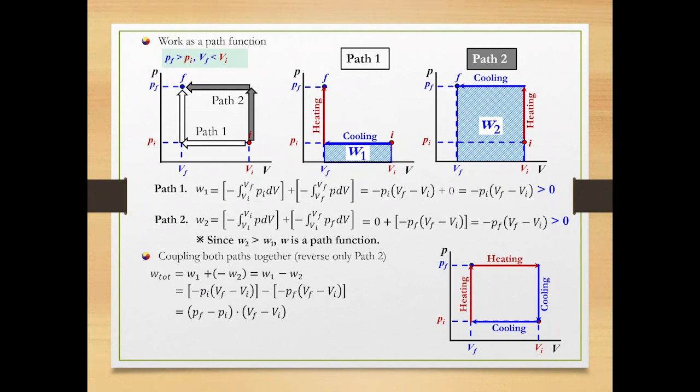Since PF is greater than PI, PF minus PI is greater than 0. Since VF is less than VI, VF minus VI is less than 0. Consequently, total work in this cyclic process is negative as a whole. This negative total work is the net work done to the environment, which is equal to the area of rectangle shaded in blue in the plot.